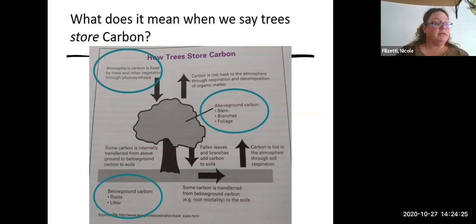And we can see that the main ways this happens are through respiration from the tree or nearby soils and decomposition. So that's where we have our arrows going back out of the diagram. Carbon is being released back into the atmosphere. So we can see that a standing live tree or intact lumber from a cut tree are good ways to sequester or store carbon from the atmosphere.